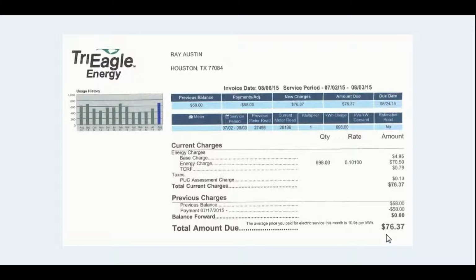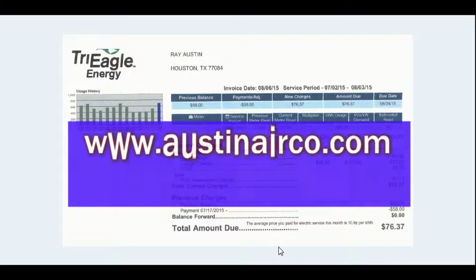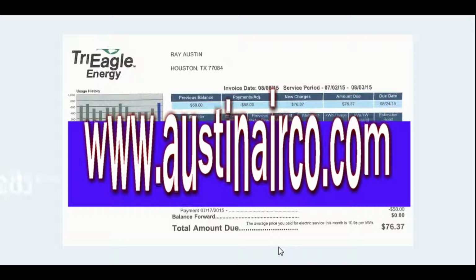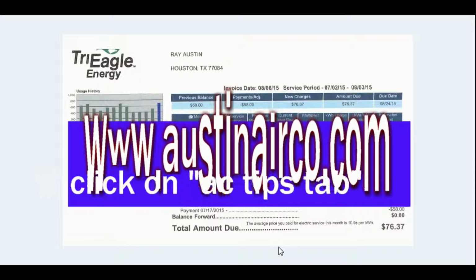Well, if you've got a 2-speed or multi-speed or variable speed air conditioner, it runs based on the load of the house, so you can save energy by doing that. I've taken it a step further and put in what's called a zone system. If you go to my website, www.austinairco.com, there's a plethora of information there on the zone system and how it works.